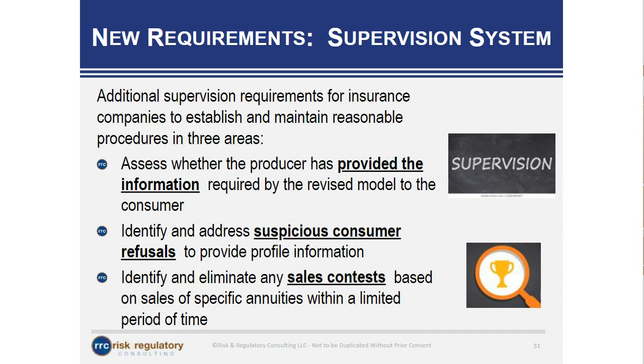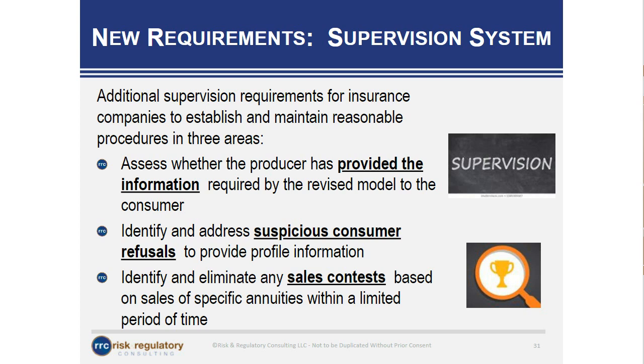A key provision of the 2010 model was the requirement for insurance companies to implement a supervision system. The 2010 version of the model requires that insurers provide effective training, transaction review, written procedures, and an annual report to senior management, among other things. The 2020 model builds upon what was required by the 2010 model and also requires insurers to establish and maintain reasonable supervisory procedures in 3 additional areas.